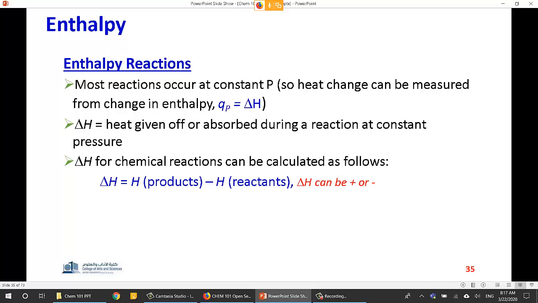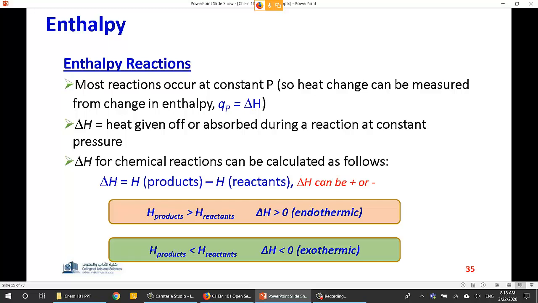The other thing is that delta H for a chemical reaction can be calculated as follows. It's the enthalpy of the products minus the enthalpy of the reactants. And therefore, delta H itself can be negative or positive, can be exothermic or endothermic. So if the enthalpy of the products is bigger than the enthalpy of the reactants, you will have a positive delta H. And if it's the other way, you will get a negative delta H. And I'm going to explain this in the next slide.